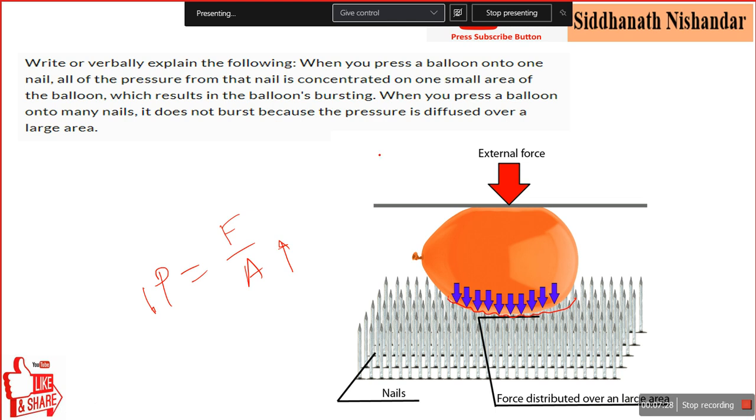When you press a balloon onto one nail, all the pressure from that nail is concentrated on one small area of the balloon, which results in the balloon bursting. When you press a balloon on many nails, it does not burst because the pressure is distributed over a large area.